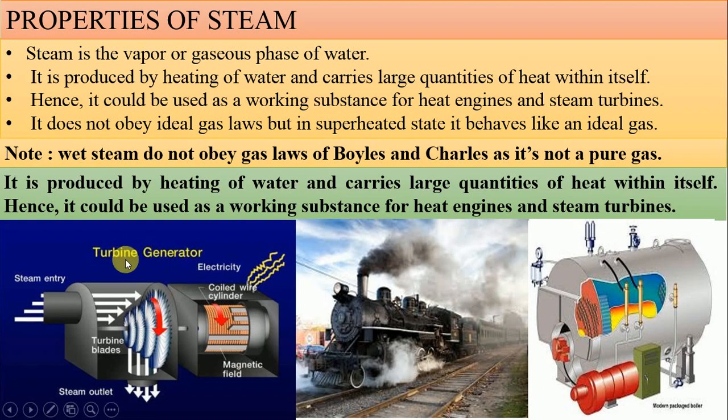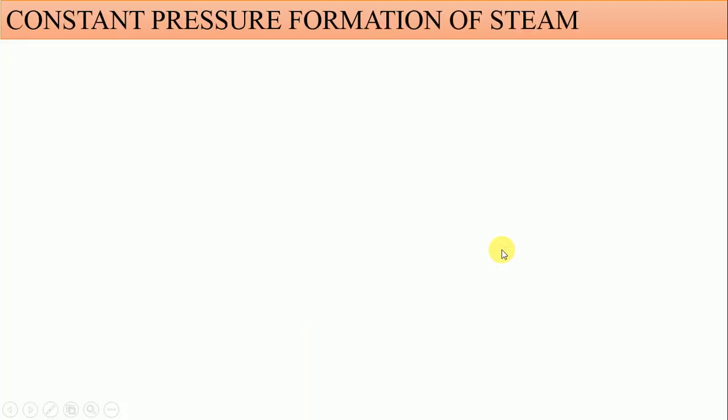See here, this is the steam generator or steam turbine, which is used for conversion of steam into electricity, by conversion of the pressure energy into mechanical energy, and again this mechanical energy into electrical energy by connecting the steam turbine to the generator. This is the steam engine which is used to drive the railway engine. And this one is the boiler which is used for conversion of water into steam.